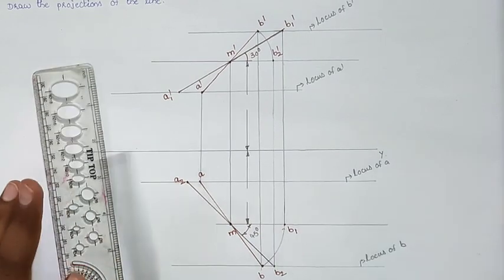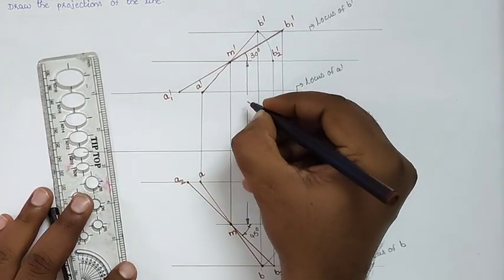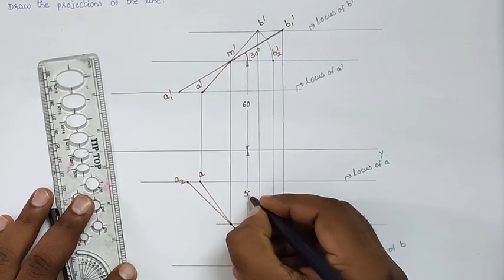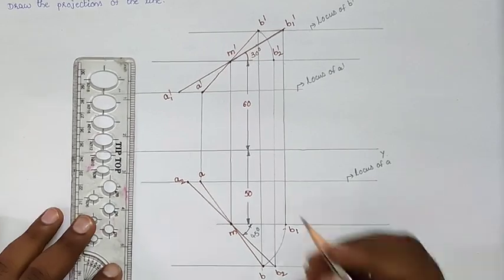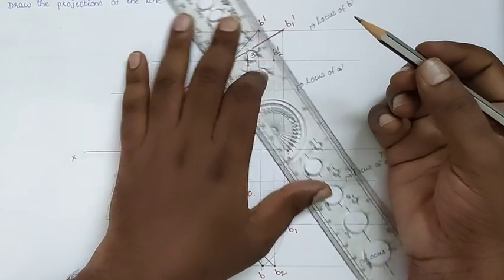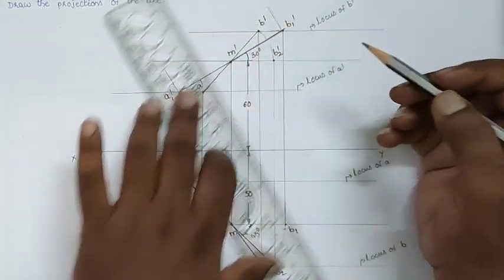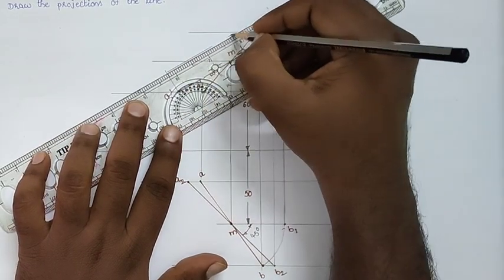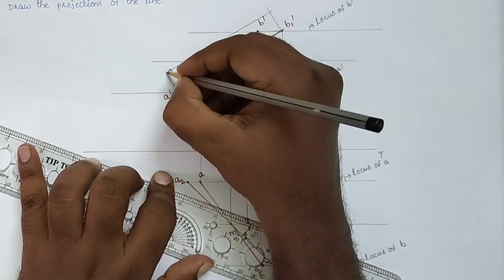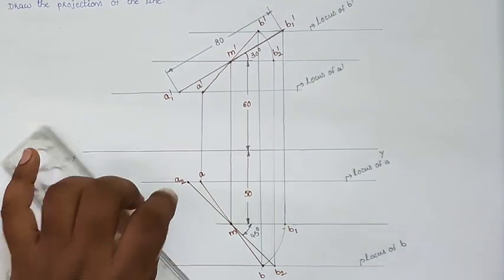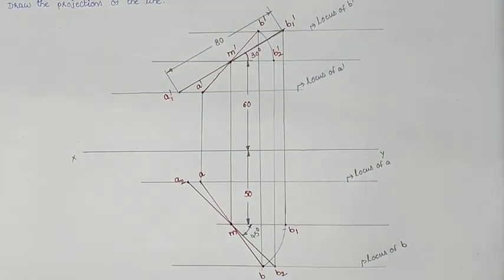Midpoint projections, as we can mention in our problem. So this one is 60 mm above HP and this is 50 mm in front of the VP. And also they are giving that the true length of the line A dash B1 dash and A2 B2 is equal to 80 mm. So we will draw the problem like that. Whenever the midpoint is given, we will draw the projections like that.